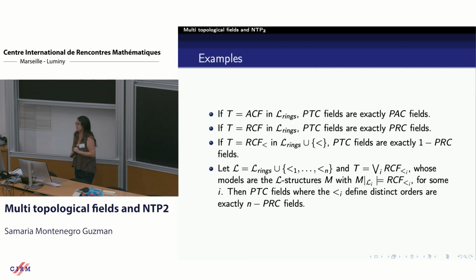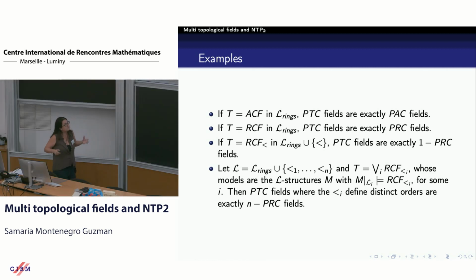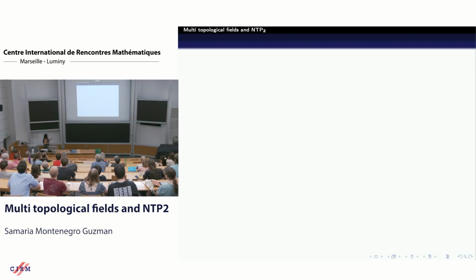If you take T as this kind of weird theory, which is copies of real closed fields with different symbols for each order, a model of this theory will be a model of one of the copies, so PTC will be NPRC. We fix exactly n different orders, okay? This is not trivial, okay? You need to believe me. You need to believe me on a lot of things to finish my talk, but in any case, this is true.